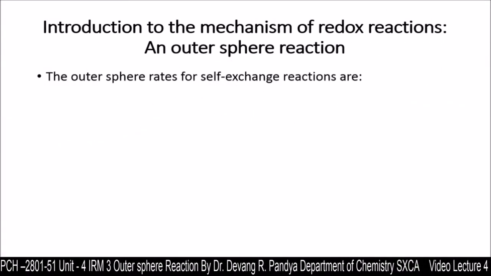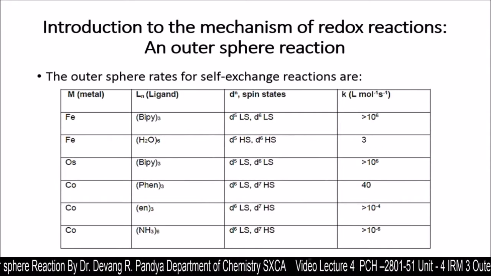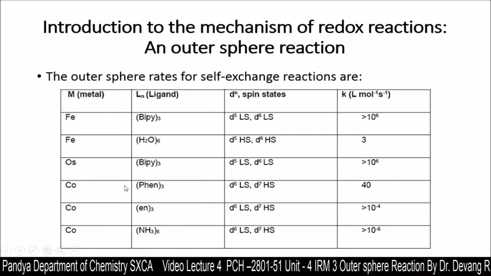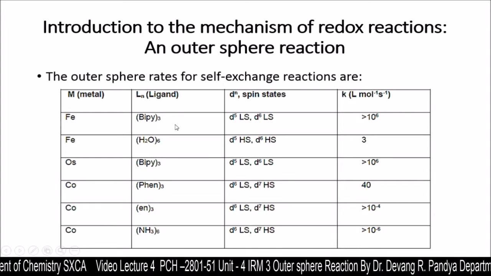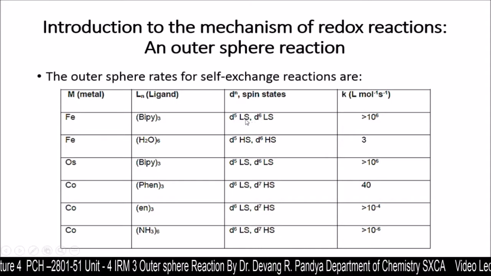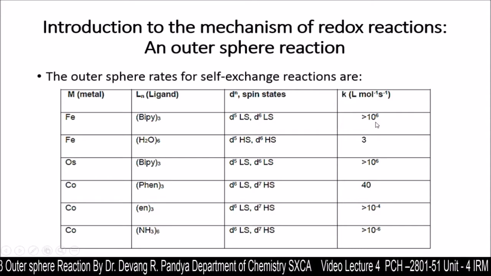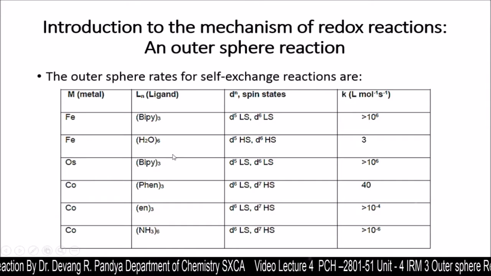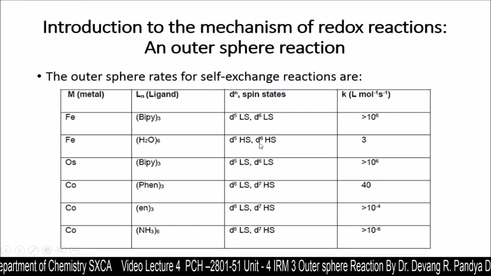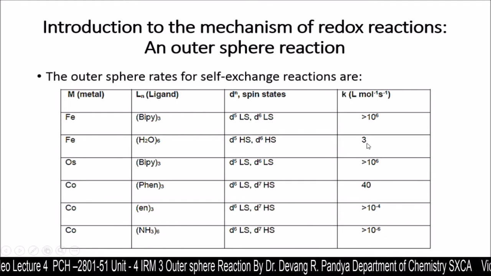The outer sphere rates for self-exchange reactions are given here. This table will show you the rate of reaction. These are different metals, Fe, and these are certain ligands, and here the spin state of the d configuration of electrons: for the low spin complex, you can see the rate is quite greater than 10⁻⁶. And if Fe is there with H2O ligand, a high spin complex of d5 d6, you can see this is the rate of reaction.